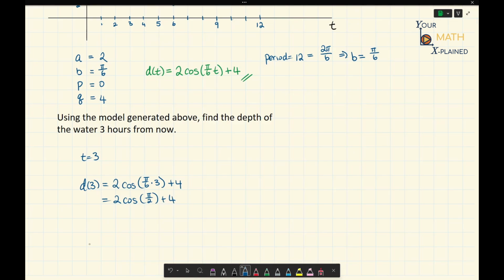Now pi over 2 is one of those special axis angles. So we know that cosine of pi over 2 is actually equal to 0. So then we get 2 times 0 plus 4, which means our answer here is equal to 4. And our unit here is going to be meters. So as you can see here, once you have the model, you can rely on the skills you picked up in this playlist to find the answer. Most notably, we're going to be using our special triangles, other special angles to solve these trig equations.